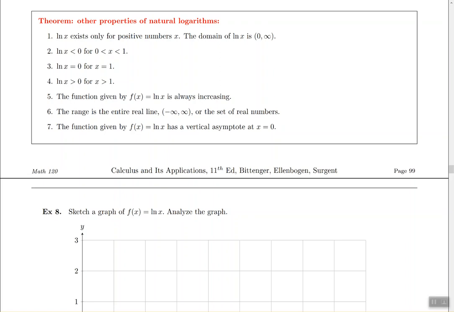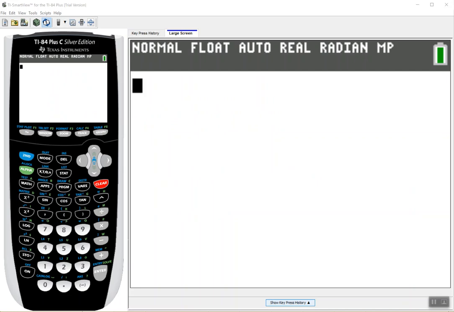In this video, we'll talk about how to graph natural log, and we'll talk about some properties of the natural log. So in order to do that, let me show you the graphing calculator. On your graphing calculator, there's a couple of buttons that you need to know about: the natural log button and the log base 10 button.